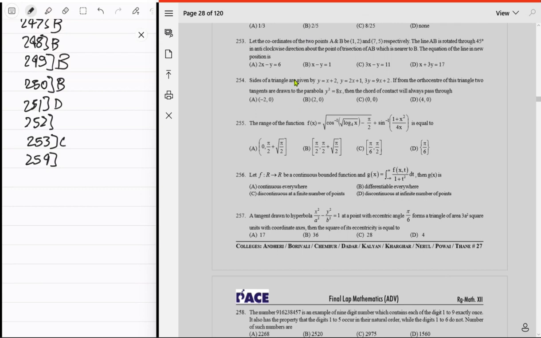Okay, sides of a triangle are given by this and this. If from the orthocenter of this triangle two tangents are drawn to the parabola, then the chord of contact will always pass through... Okay, sides of a triangle are given. If from the orthocenter of this triangle... okay, sorry, two tangents are drawn to some certain parabola. Orthocenter of this triangle.